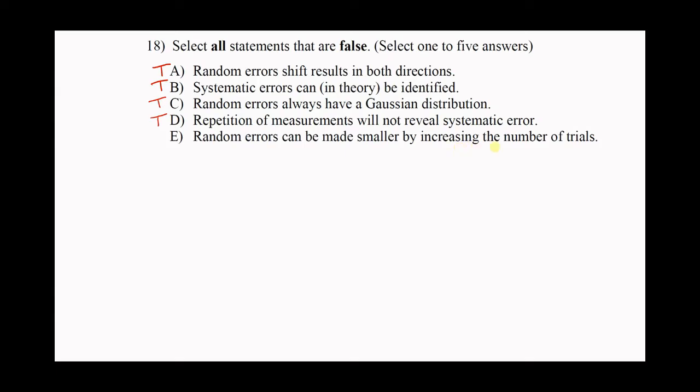Random errors can be made smaller by increasing the number of trials. No, you just know the error more. You know the error better. You can never remove the error by doing more and more measurements. That error is a function of the experiment and the experimentalist. So the answer is E.